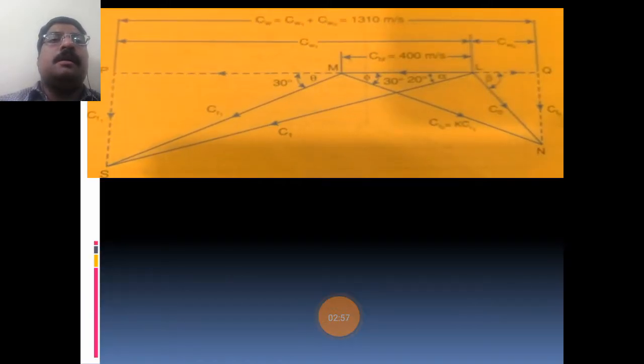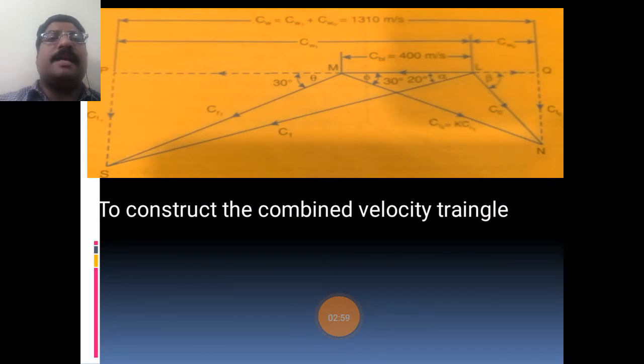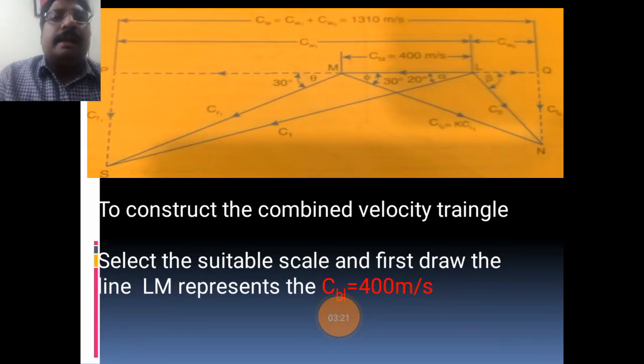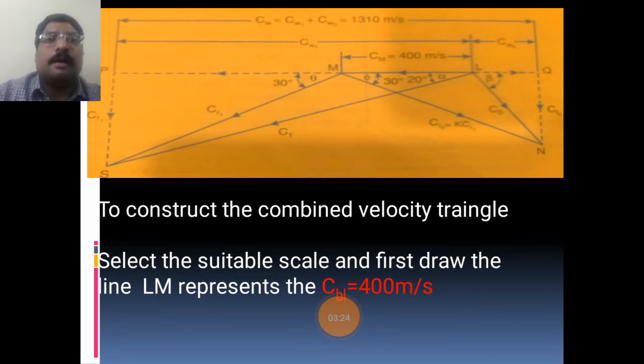Now, first we have to construct the combined velocity triangle. First we have to assume a suitable scale. Suitable scale means, as per the space availability in our sheet or in our exam paper, we have to select a suitable scale as per the given data. Let us assume here the velocity is given as 1200 meter per second.